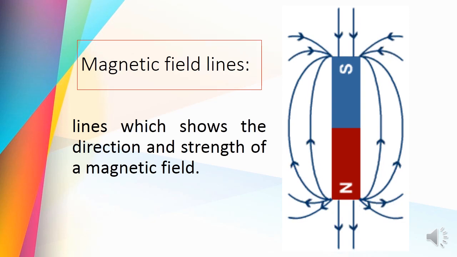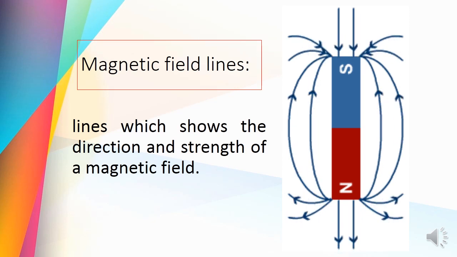This is important now: magnetic field lines. We knew that the region around the magnet is a magnetic field. It means that this magnet can attract or affect other magnets and magnetic materials from a distance, and because of that it is called a magnetic field, like the gravity field of Earth. The magnetic field lines are lines which show the direction and strength of a magnetic field. It shows two things: direction and strength.